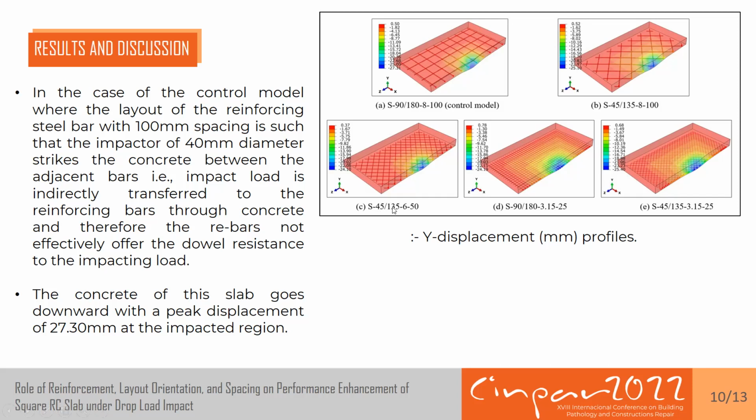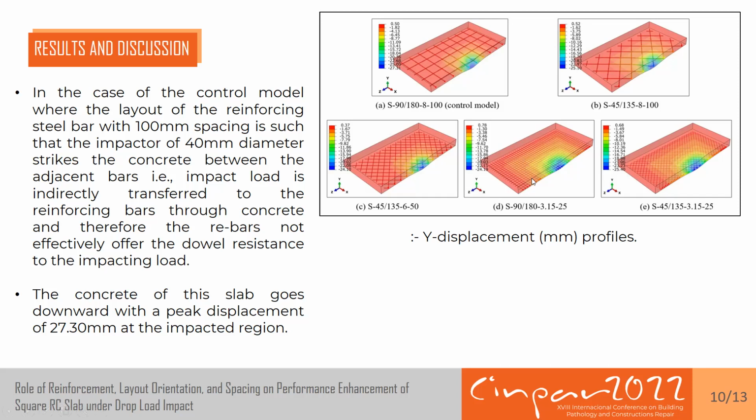In the next model, that is the third model, the spacing is reduced from 100 mm to 50 mm, and this model has a reinforcement layout of 45-135 degree, and the diameter of the bar is 6 mm. So here you can see that in the first and second models the diameter of the bar is 8 mm, but in the third model the diameter is 6 mm. Basically, the authors have tried to keep the total steel percentage the same in all the models, so that all the models have an equal area of steel.